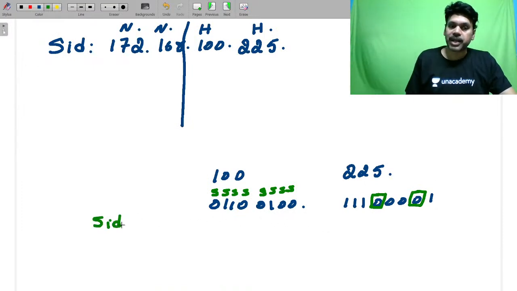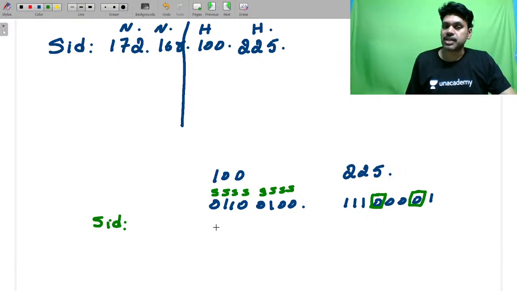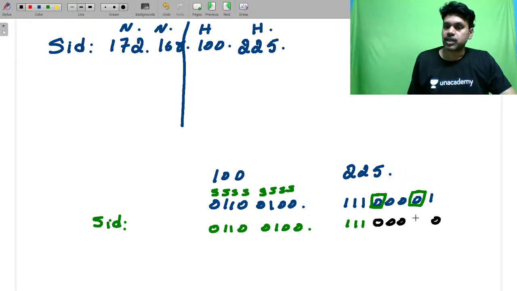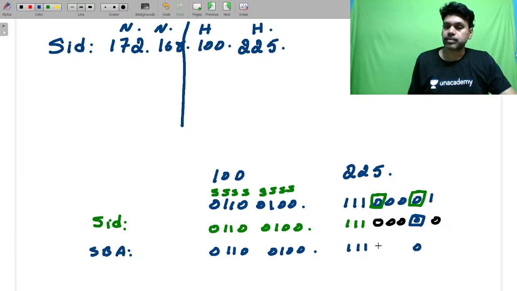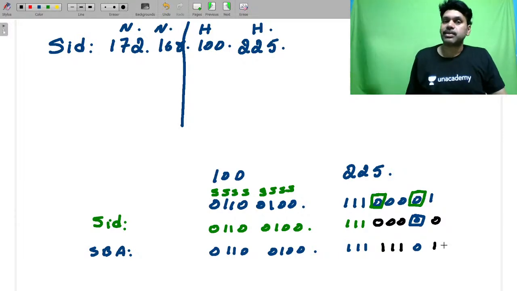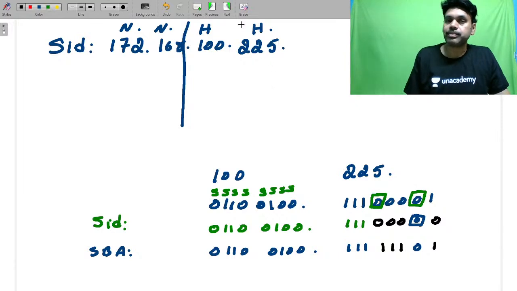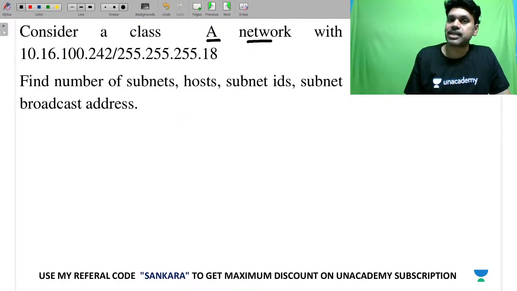Now you want subnet ID, drop subnetted positions as it is. And this is also subnetted only. Remaining you make them to 0. This is also subnetted. And you want subnet broadcast. So drop as it is. And remaining you make them to ones. So this is your answer. Okay. So put this subnet ID and the subnet broadcast address into the respective positions. The same you can also do for class A.